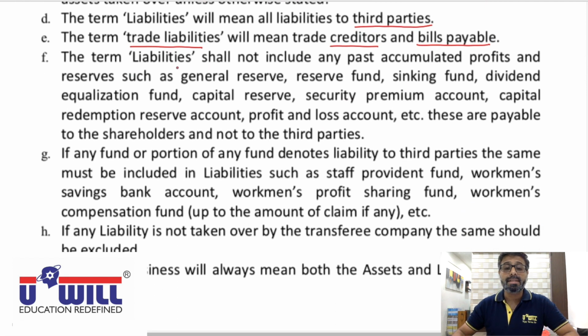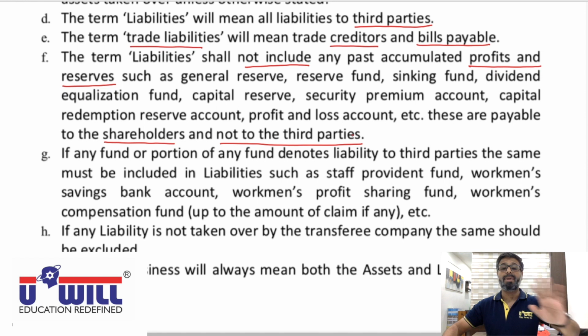The term liabilities shall not include any past accumulated profits and reserves. Profits and reserves are not external liabilities, like general reserve, reserve fund, sinking fund, dividend equalization fund, capital reserve, securities premium, capital redemption reserve, profit and loss account, etc. These are all payable to the shareholders and not to third parties. So they are not third party liabilities or external liabilities. In the formula, agreed value of assets minus agreed value of liabilities, liabilities will not include reserves.